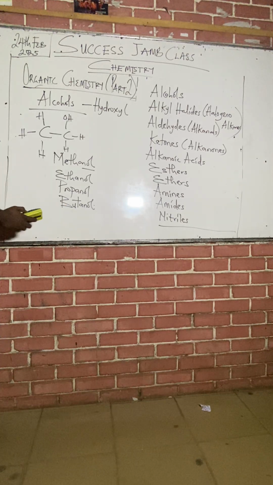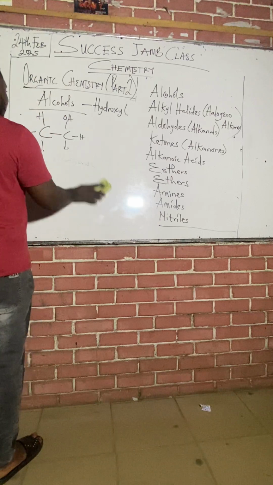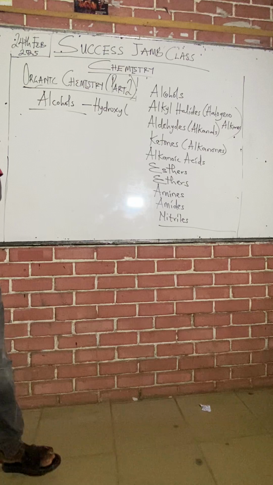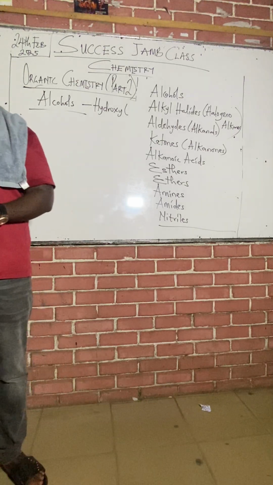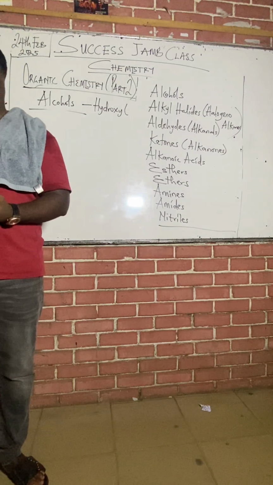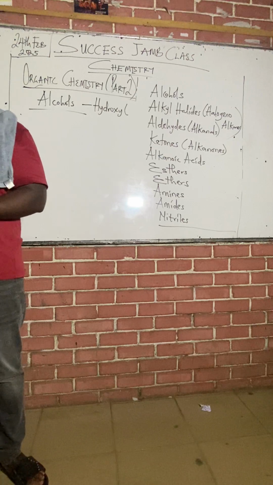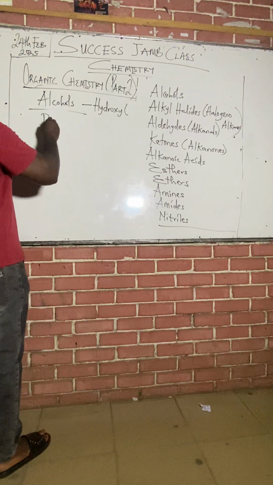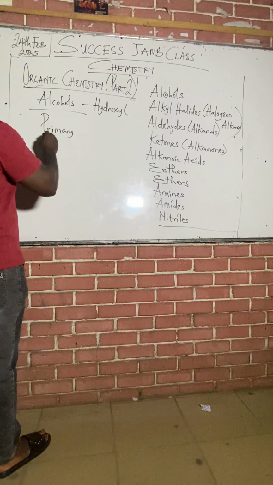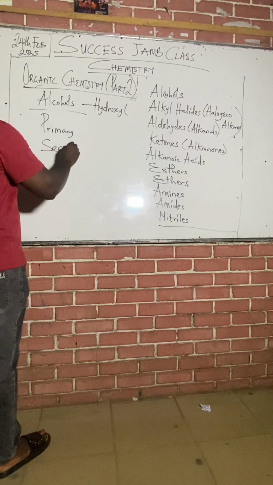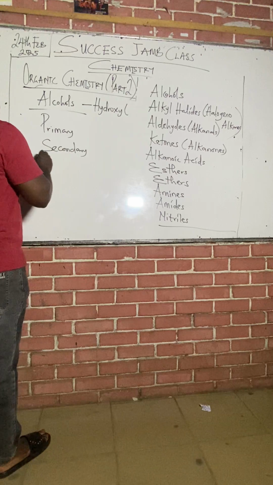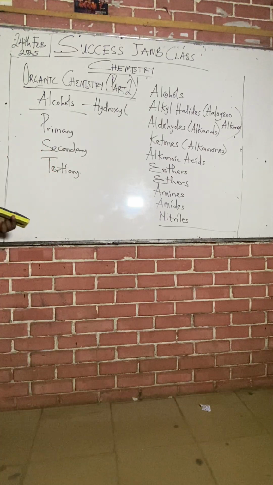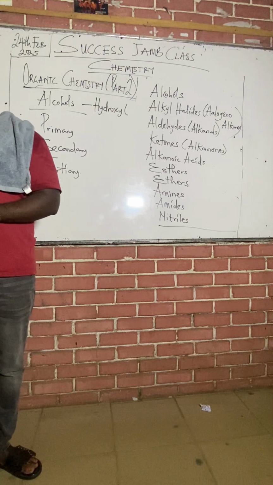Now, one important Jamb aspect of alcohols is that alcohols can be classified into 3. We have primary, we have secondary, and we have tertiary. Alcohols can be classified into primary, secondary, and tertiary.